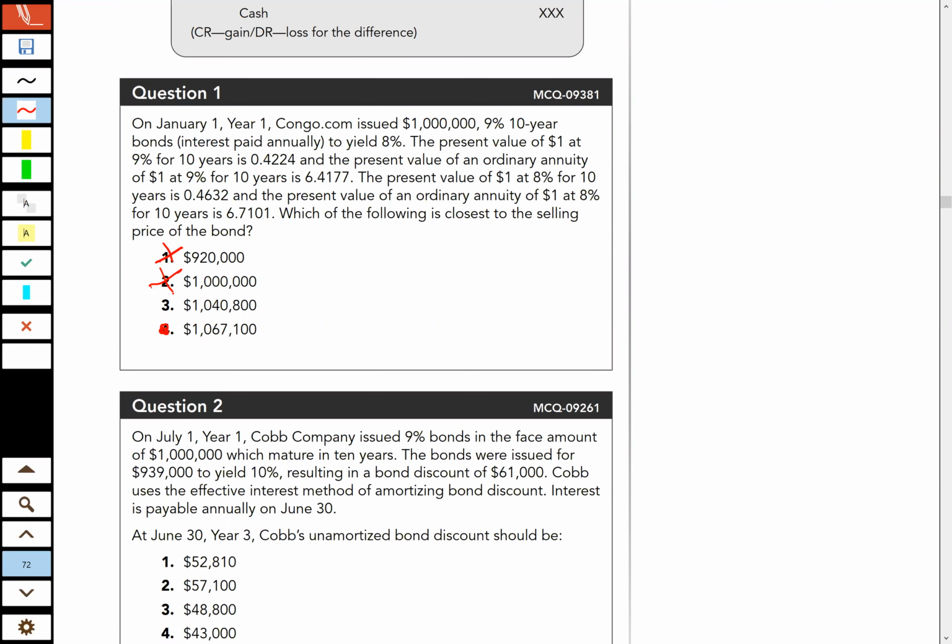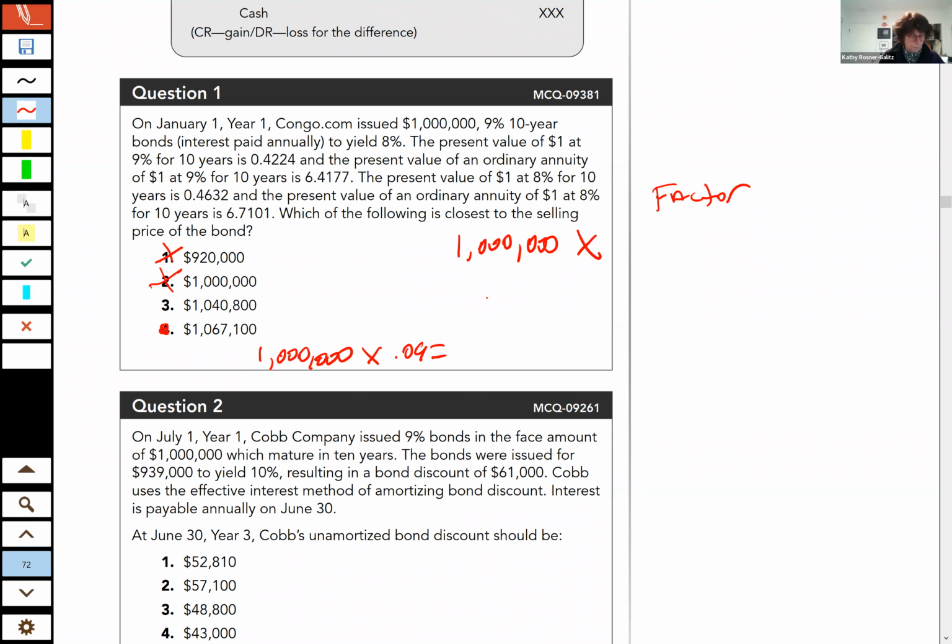With me so far? So now my job is to pick up the right factors, and I have to discount the face, which is the million. I also have to figure out the interest payments and discount those. The interest payments are going to be 1 million times 0.09. 1 million times 0.09 is 90,000. Am I doing my math right here? Yep. Okay, so that's the principal. Got to discount that. Got to discount the interest, and the interest is 90,000.